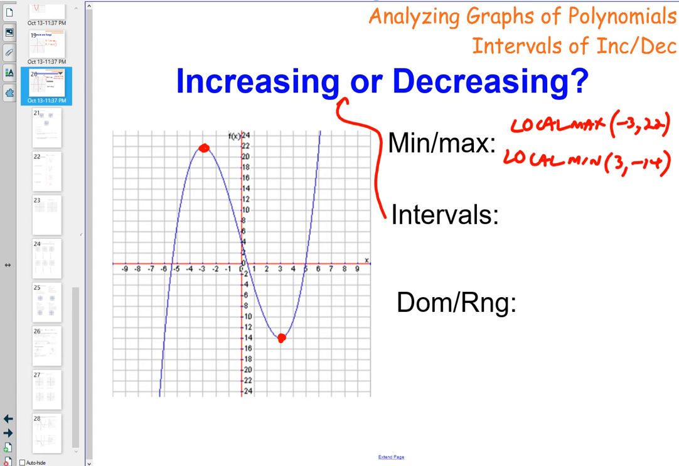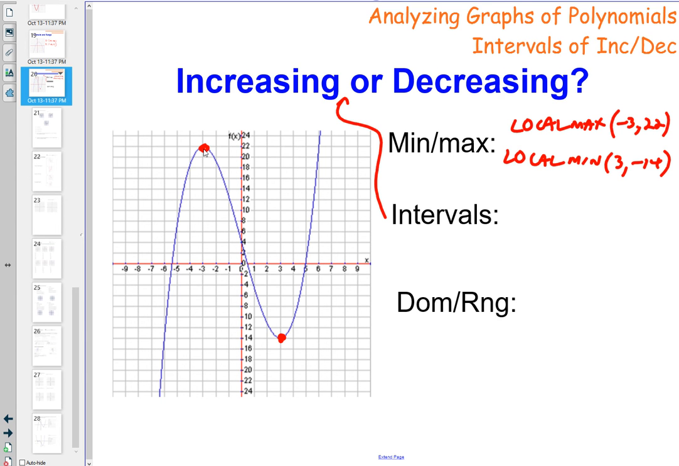Not yet. No. Positive and negative depend on x-intercepts. Every time you cross the x-axis, that changes if you're positive or negative. It does not change if you're increasing or decreasing. What changes that is the turning. So if you are increasing, you will continue increasing until you reach a turning point. If you are decreasing, you will continue decreasing until you reach a turning point.